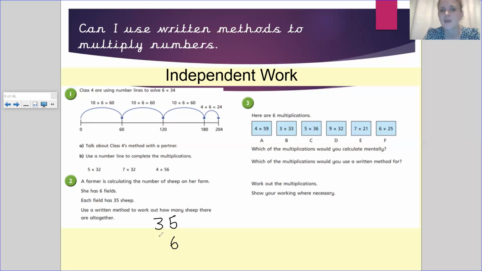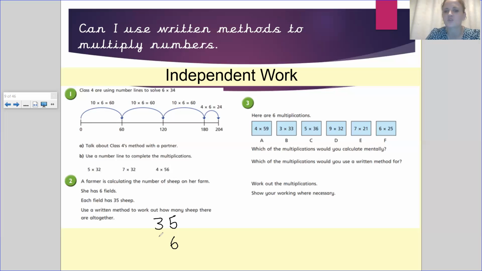Question 3. Here are 6 multiplications. So we have 4 times 59, 3 times 33, 5 times 36, 9 times 32, 7 times 21, and 6 times 25. And they're all labeled A, B, C, D, E, and F. Which multiplication would you calculate mentally? Which one could you do easily mentally? Which of the multiplications would you use a written method for that you think would be too tricky to do mentally?